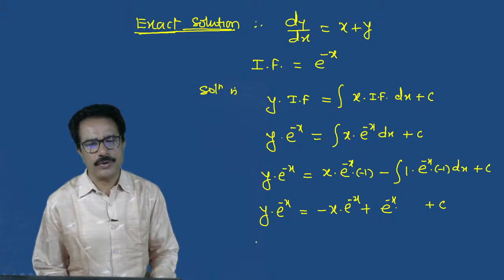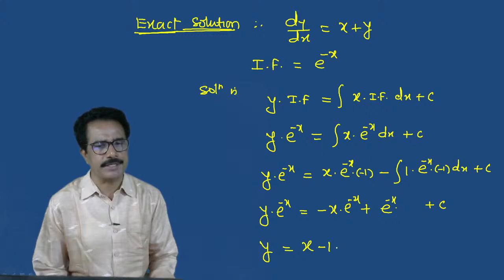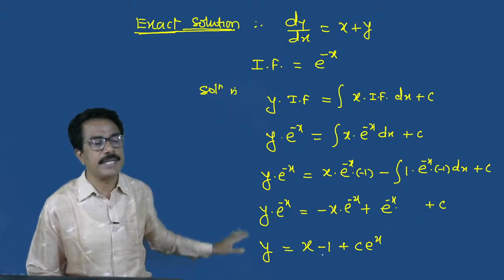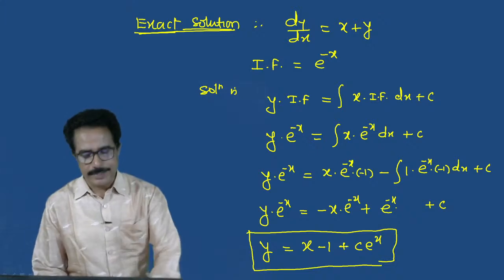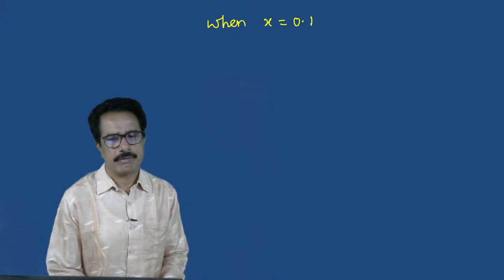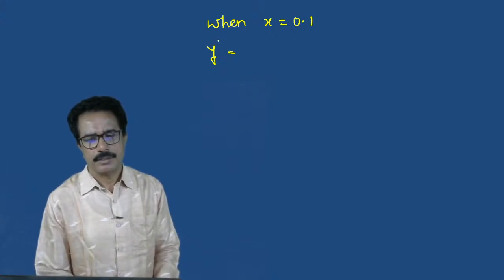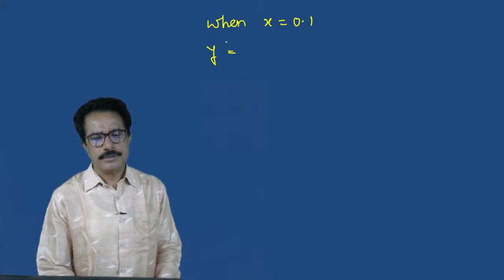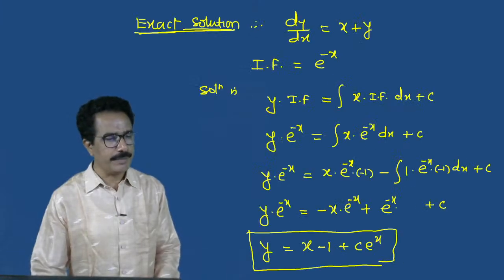हा, ठीक आहे. So it will be y is equals to, final answer येतं, x minus 1 plus c into e raised to x. This is the required solution. आता कॅल्क्युलेट करा. When x is equals to 0.1, therefore y is equals to 3 into e raised to... c ची व्हॅल्यू काढा. When x is equals to 1, पर्टिक्युलर सोल्युशन काढायचे.